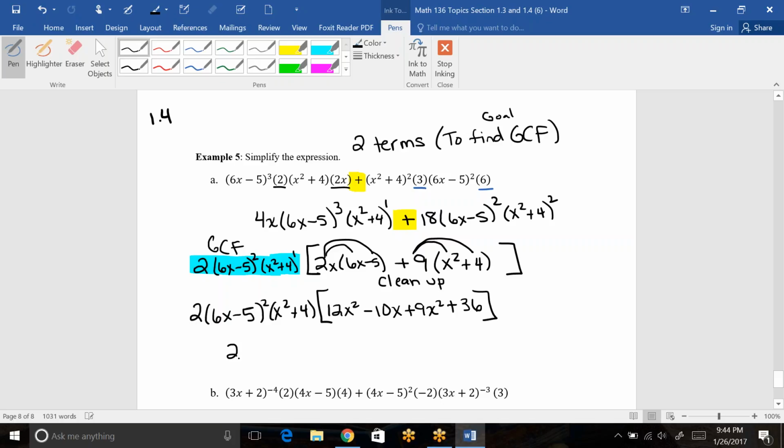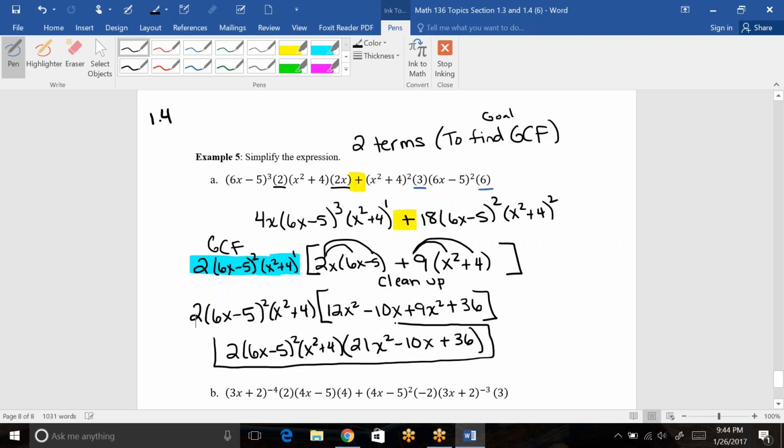Combine any like terms inside there, so bring all of this still down. Remember, this is just the GCF that we pulled out, so it's just coming down. And I have some x squareds that I can add together. 12 plus 9 would be 21x squared, then minus 10x and plus 36. And this is now in a simplified format. Instead of having two separate terms, we've found a GCF so that we were allowed to pull it out, and then what was left was a remaining factor so that now everything is being multiplied together.